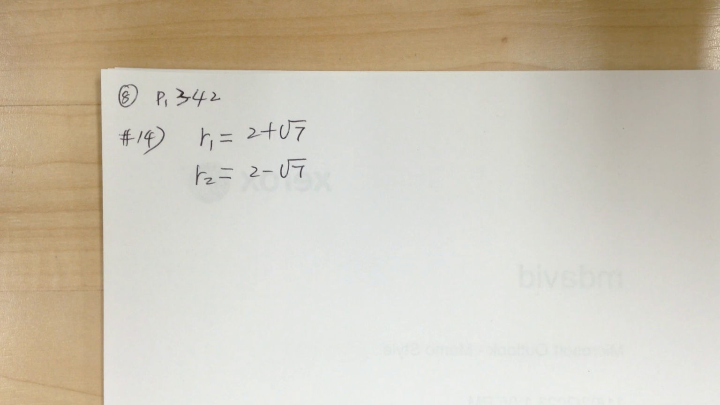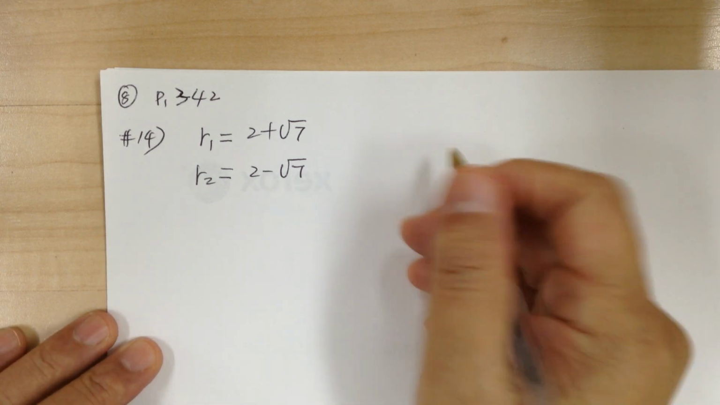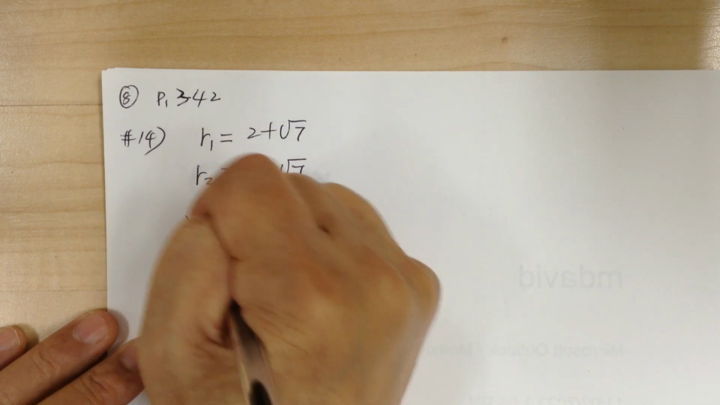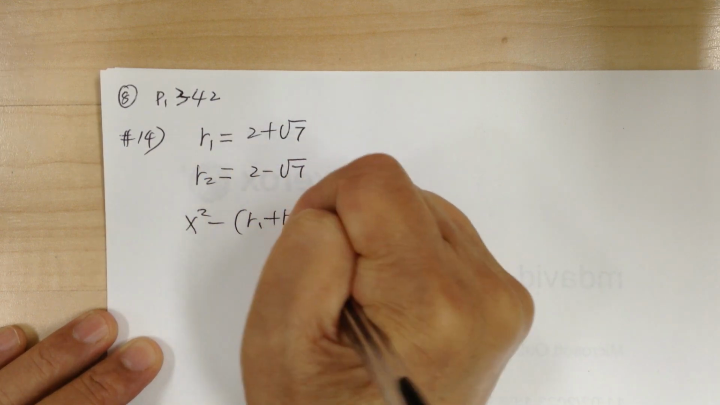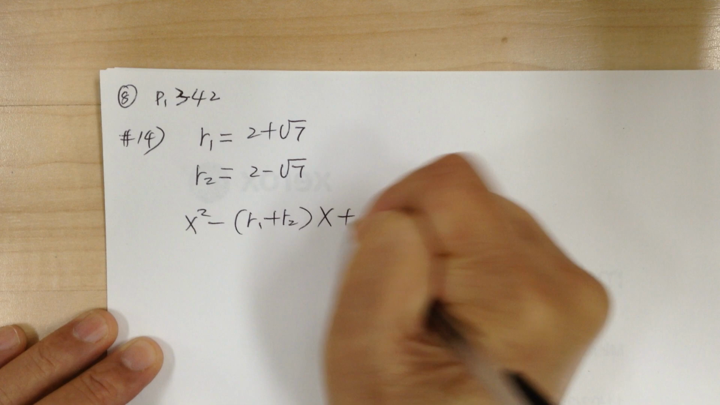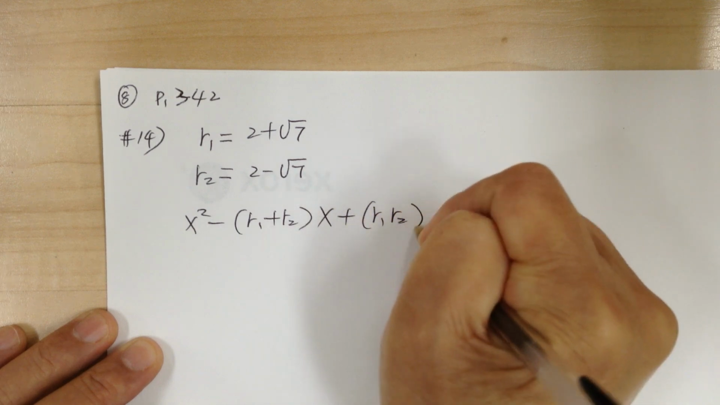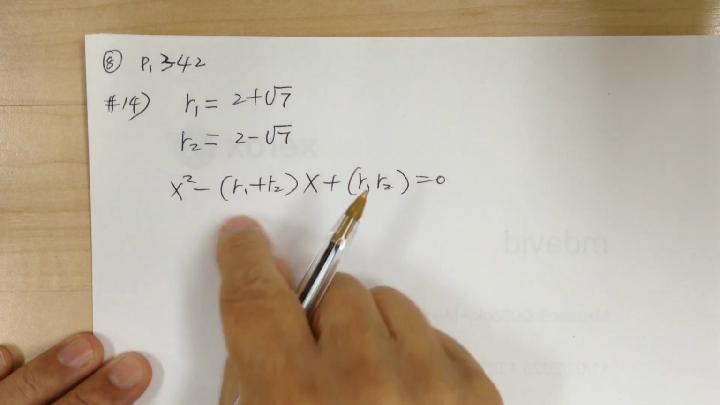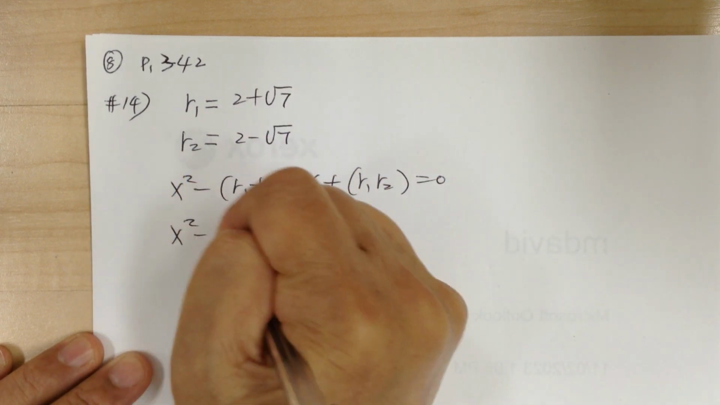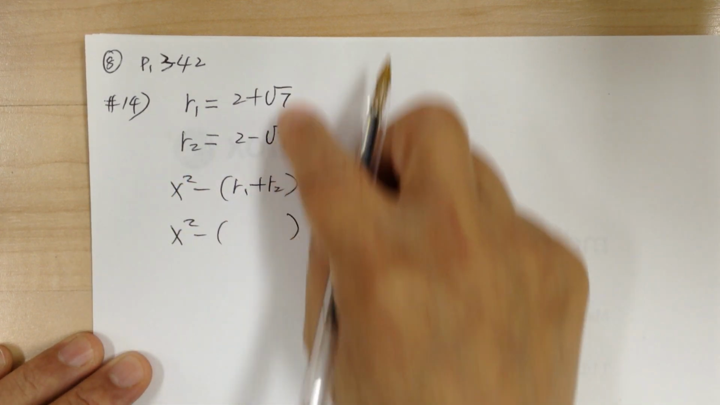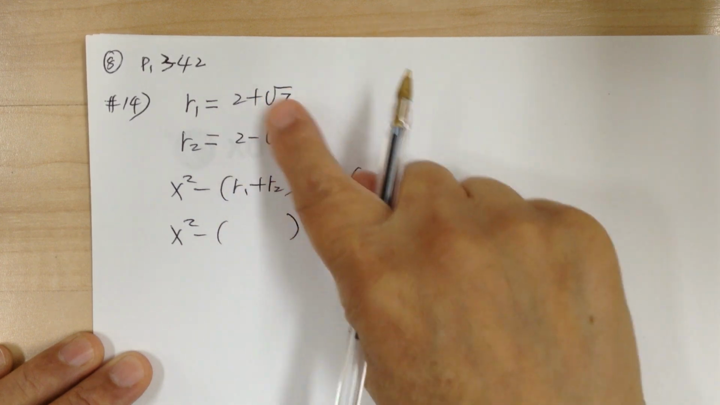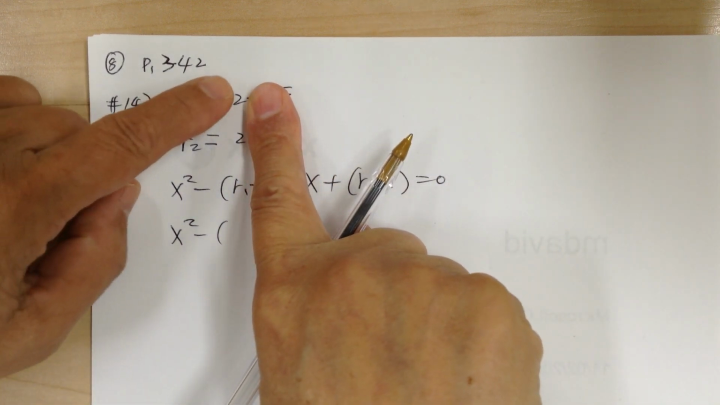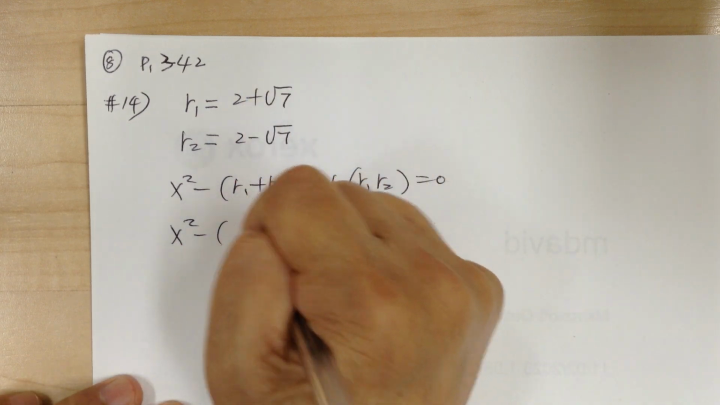To get the equation, you have to use the root equation. So make sure you get the root equation. So root equation is x squared minus R1 plus R2 x plus R1 R2 equal to 0. So make sure you know this equation. Then you just substitute all this stuff in here. So x squared minus, so R1 plus R2. So when you add this together, plus and minus will cancel out. So you just have 2 plus 2 will give you 4.